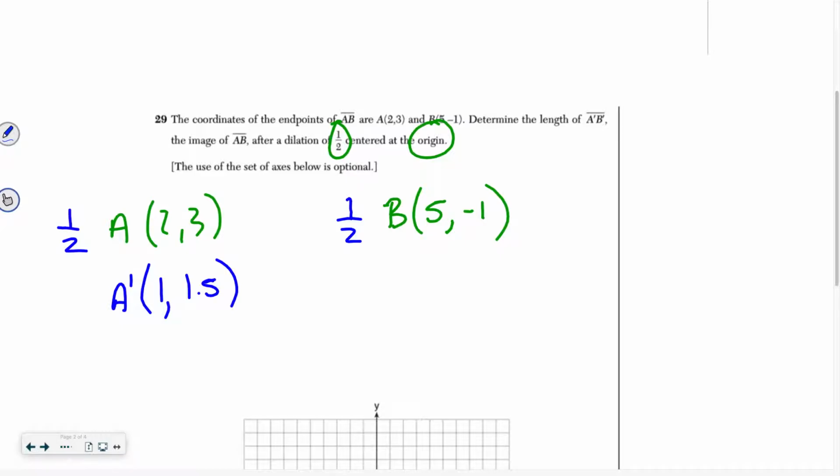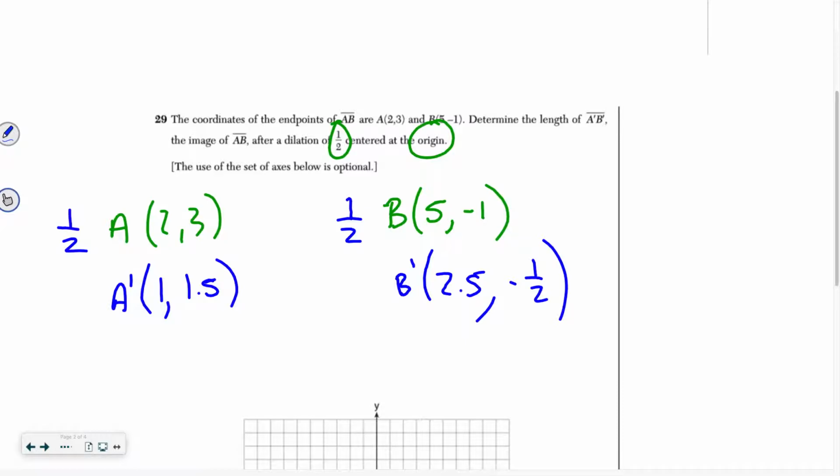Okay, well, moving on to the other side, we end up with B prime. And so we do 5 times a half, and that gives us 2.5. Okay? And then similarly, we do a half times -1. That gives us -1/2. Simple enough, right? So now it's asking us to find the length of A prime, B prime.